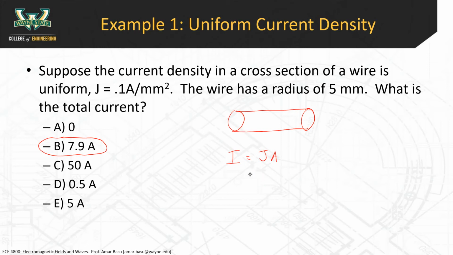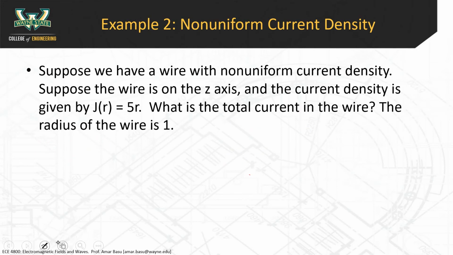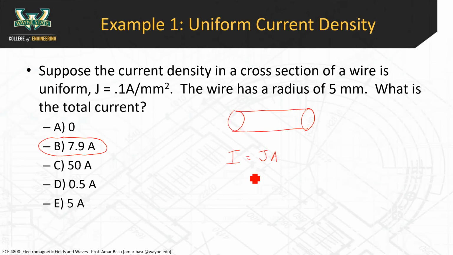So here what we want to do is, J here is 0.1 amps per millimeter squared. I'm going to actually put the units. If I don't put units, then just assume I'm using MKS units. So the area here is pi r squared, so pi times 5 millimeters squared. All right, and if you do the math here, it comes out to 7.9 amps. Okay, so it's just a question of multiplying by the area.